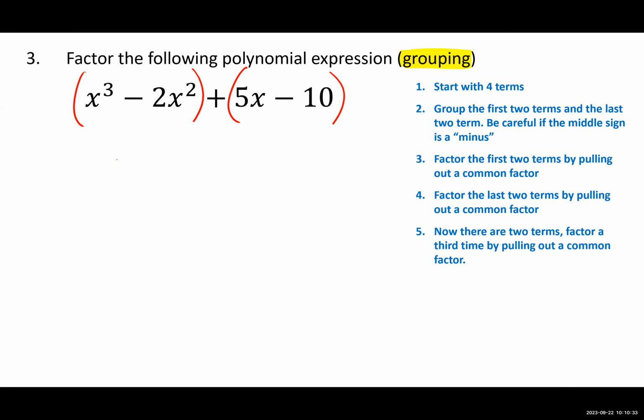Make sure any change you make at each step is still equal to the original problem. If the 10 is negative in the original problem, it has to remain negative in the next step. Okay, then we're going to do what we did in the first couple of slides. Pull out a common factor, right? So this is not a completely separate method.